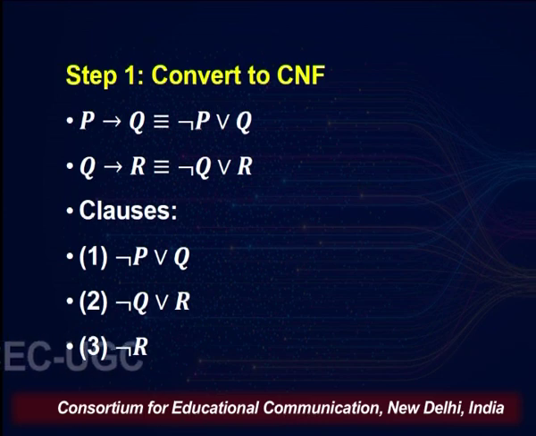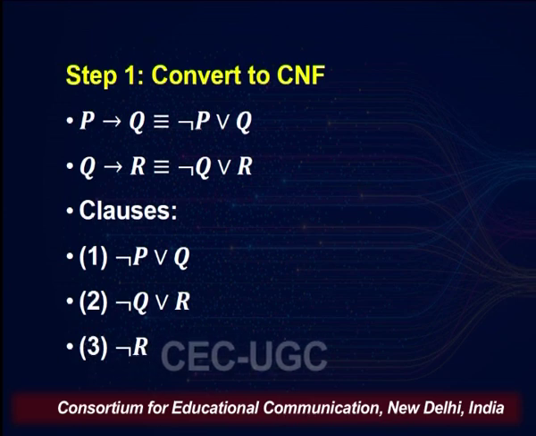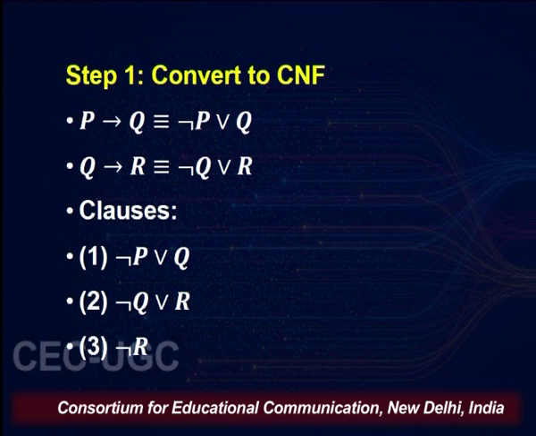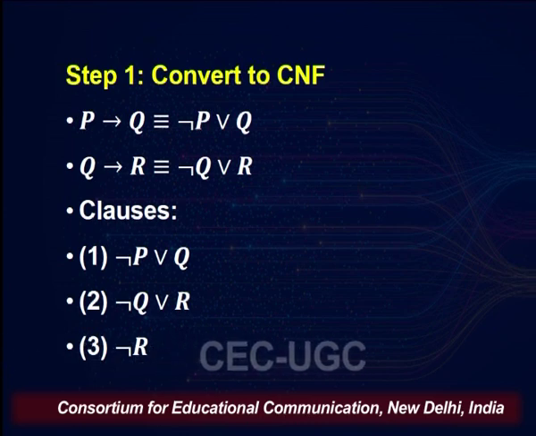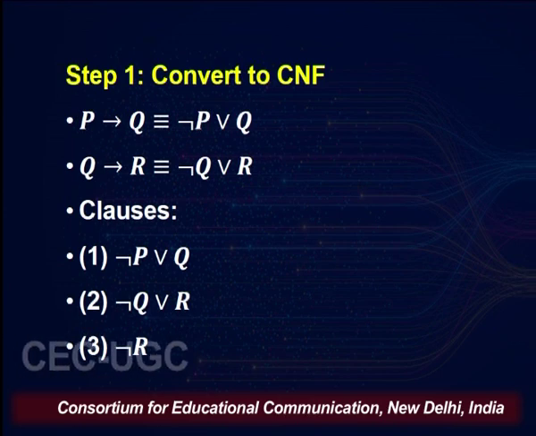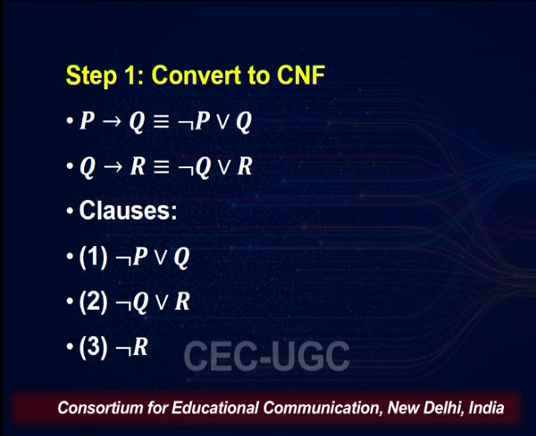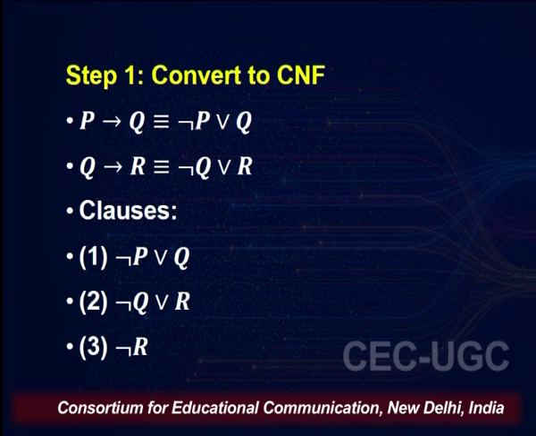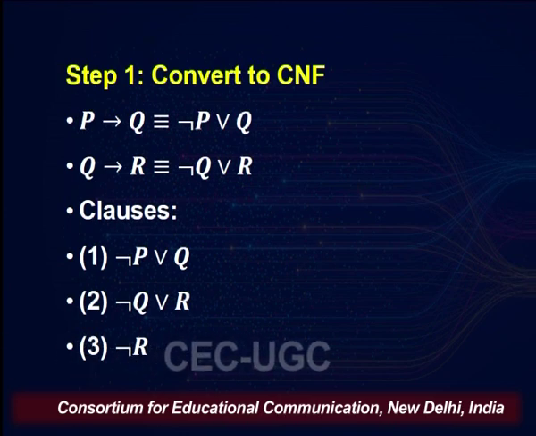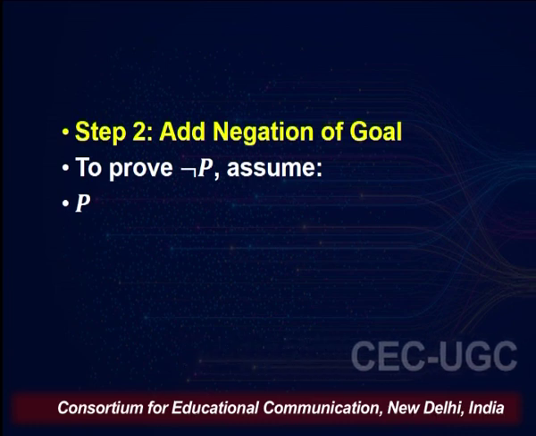The earlier statements were P implies Q, Q implies R and negation of R. Now, with the help of equivalence rules we have converted P implies Q and Q implies R, because implication is not allowed in clausal normal form. We need to remove the implication, and because of that the clauses we now have are negation of P or Q, then negation of Q or R, and then negation of R. And apart from these three clauses, we have a goal also, which is negation of P.